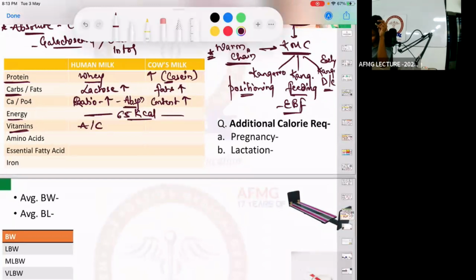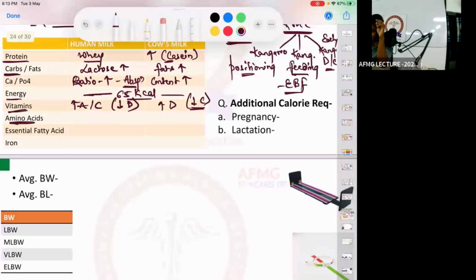So, human milk is high in which vitamin? Cow's milk is high in which vitamin? It is high in vitamin D. But cow milk is deficient in which vitamin? It is deficient in vitamin C. And human milk is deficient in vitamin D.